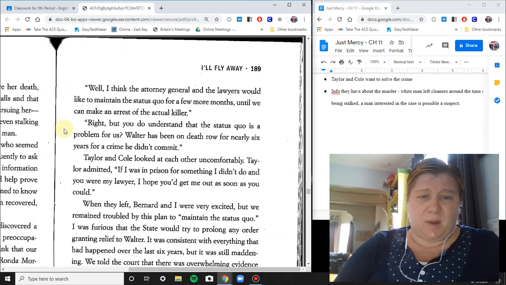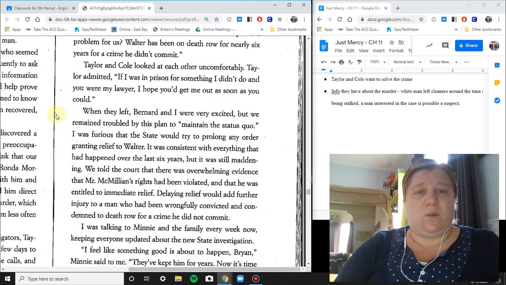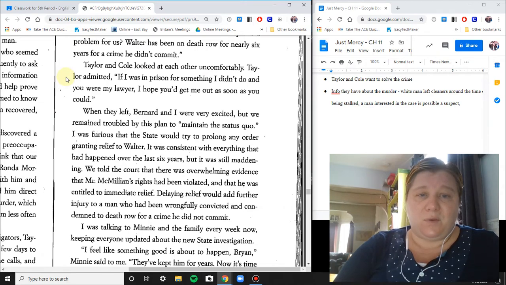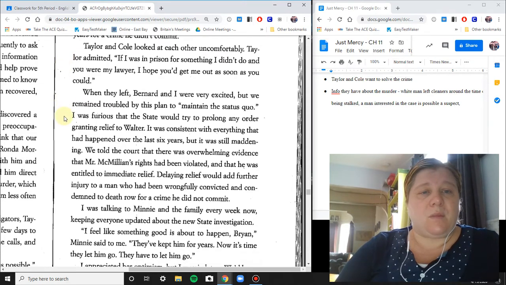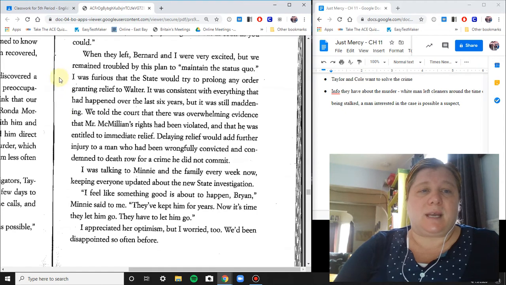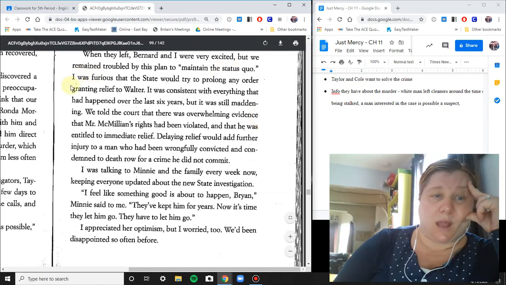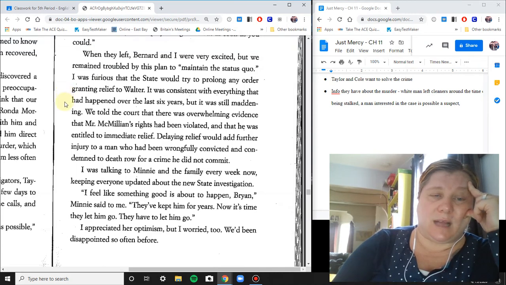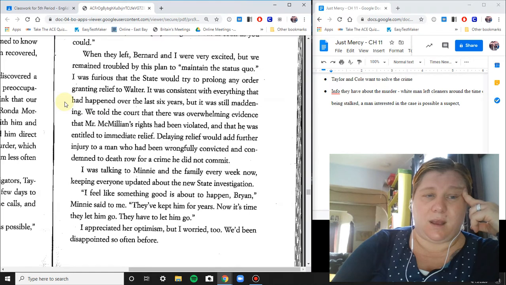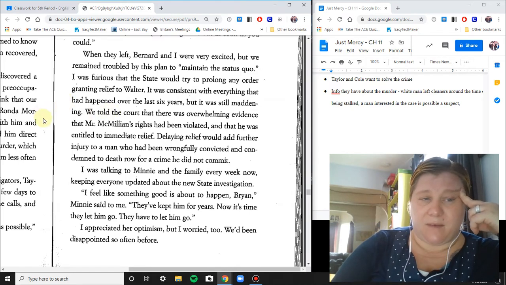"Right, but you do understand that the status quo is a problem for us. Walter has been on death row for nearly 6 years for a crime he didn't commit." Taylor and Cole looked at each other uncomfortably. Taylor admitted, "If I was in prison for something I didn't do and you were my lawyer, I'd hope you'd get me out as soon as you could." When they left, Bernard and I were very excited, but remained troubled by this plan to maintain the status quo. I was furious that the state would try to prolong any order granting relief to Walter. It was consistent with everything that had happened over the last 6 years, but it was still maddening.